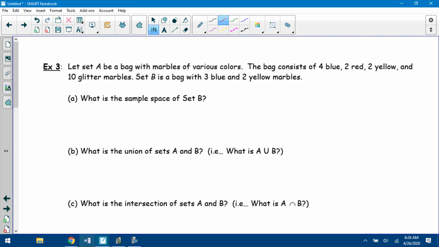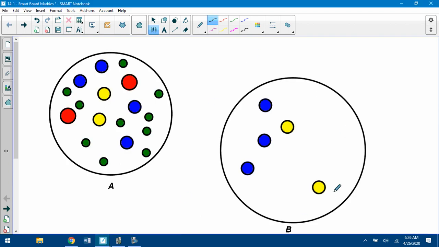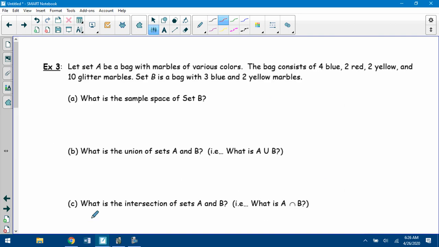What's the sample space of set B? So sample space of set B is all the possible outcomes in set B. So 3 blue, 2 yellow. What's the union of sets A and B? What is A union B?